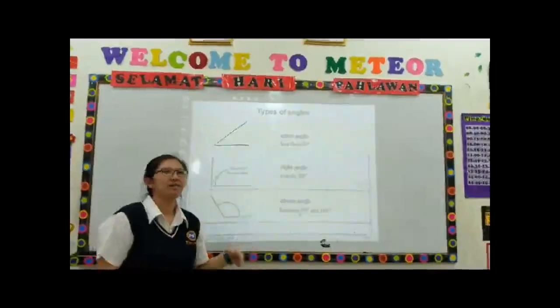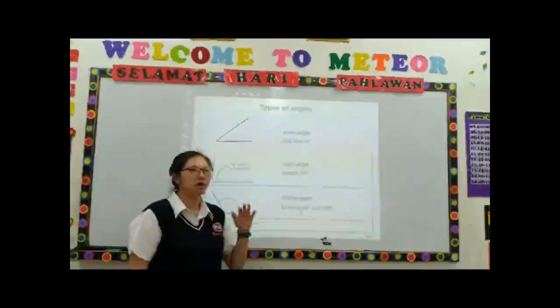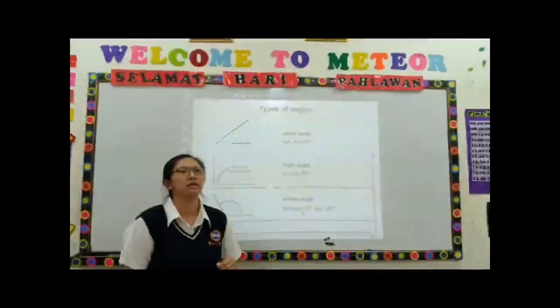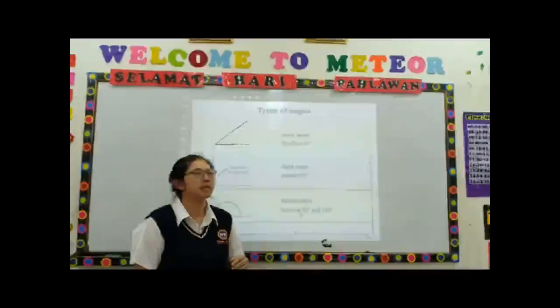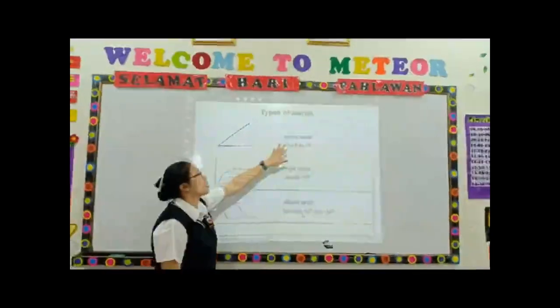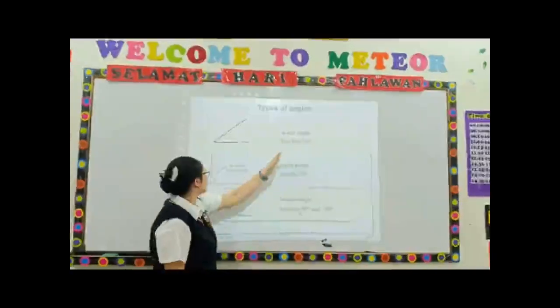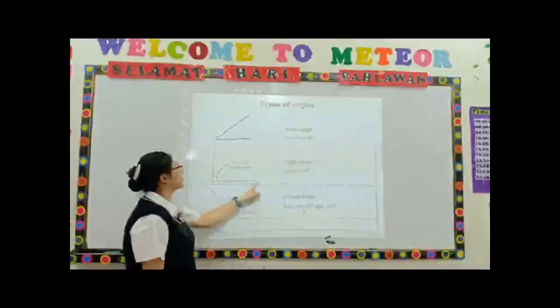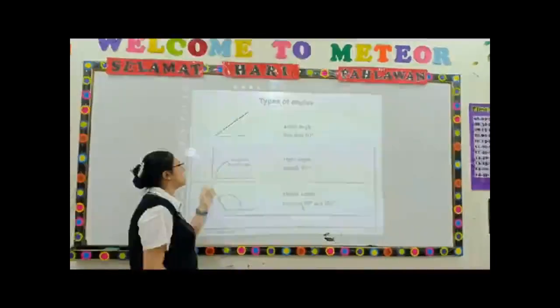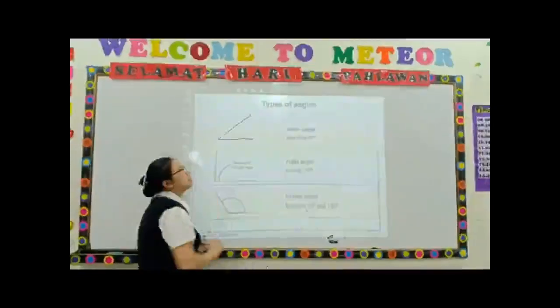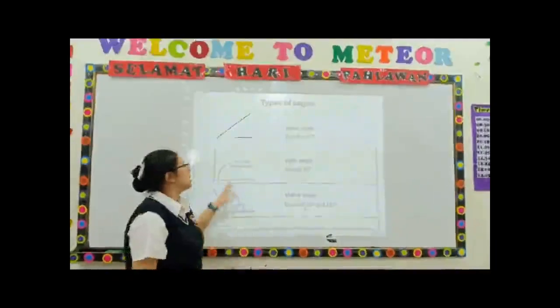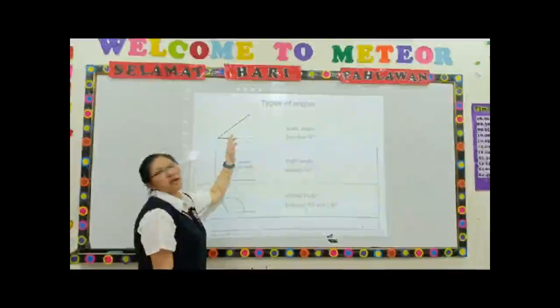Alright, so today we're going to talk about angles. First I'm going to show you types of angles, the ones that we have learned previously. The first type of angle is called an acute angle. An acute angle is an angle which is less than 90 degrees. 90 degrees is a right angle. A right angle is exactly 90 degrees. Any angle which is less than 90 degrees is an acute angle. 89 degrees is an acute angle.